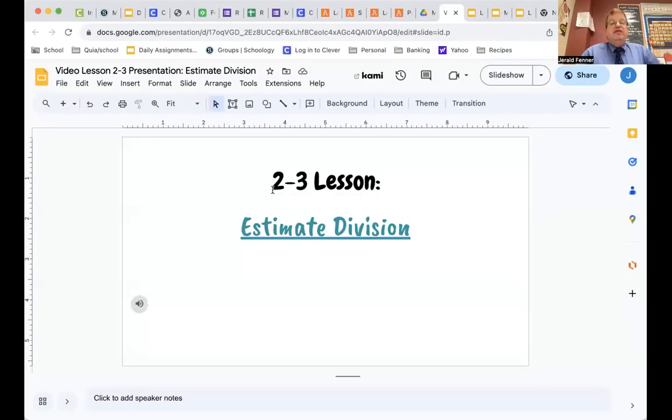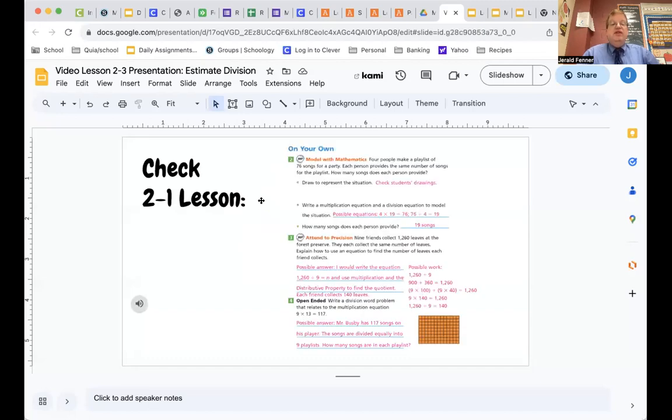We are going to be looking at module number 2, lesson 3 today, estimating division. And just like yesterday, where I had some additional pages to help you understand how to do this, we're going to be doing the same thing today. So first things first, let's check yesterday's assignment.